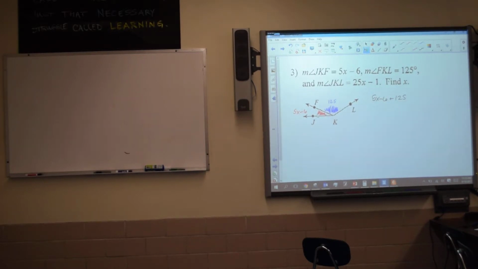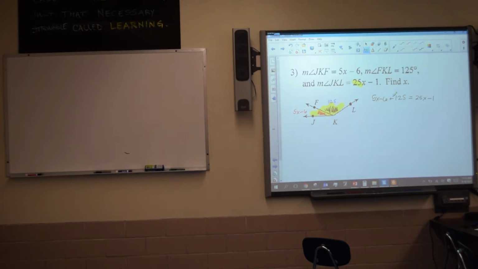So that's the red part plus the blue part, and that should then end up giving you the entire angle. Let's use the highlighter here. It'll give you that entire yellow angle. Okay? Well, that entire yellow angle is expressed by the 25x minus 1, right? J to K to L is the total. So we're going to set this thing here equal to 25x minus 1.